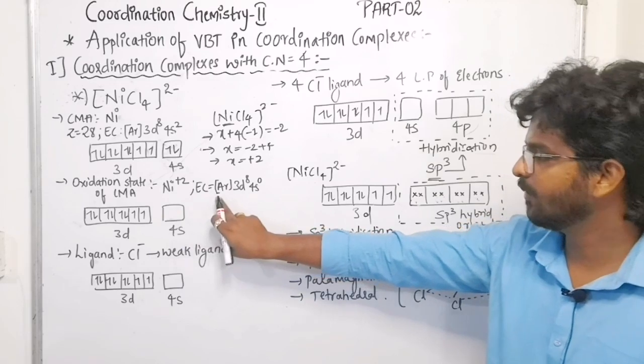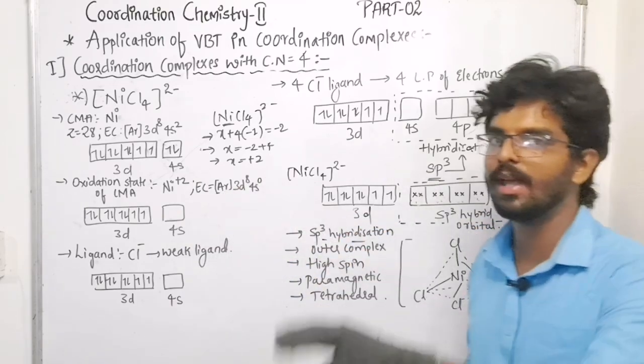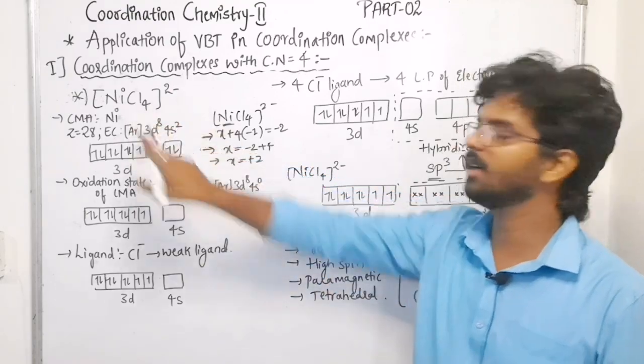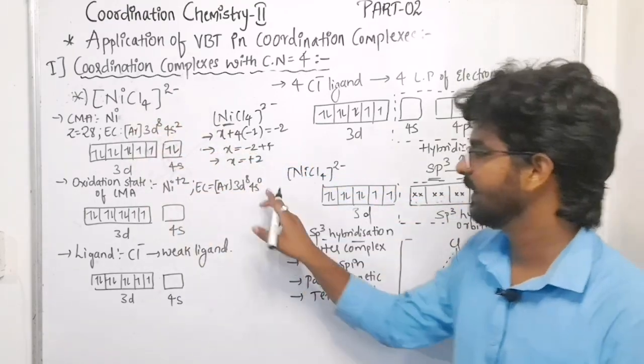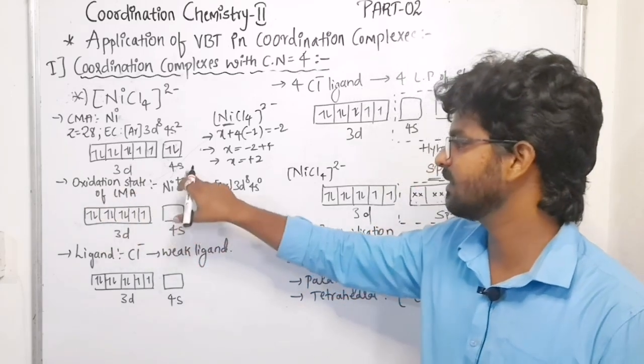So if we see the electronic configuration, that is argon 3d8 4s0. The 4s has lost 2 electrons in order to form the complex with 4 Cl minus ions. Okay, yes. See here, central metal atom. So the oxidation state of the central metal atom is what? Nickel, which is there in +2 state.